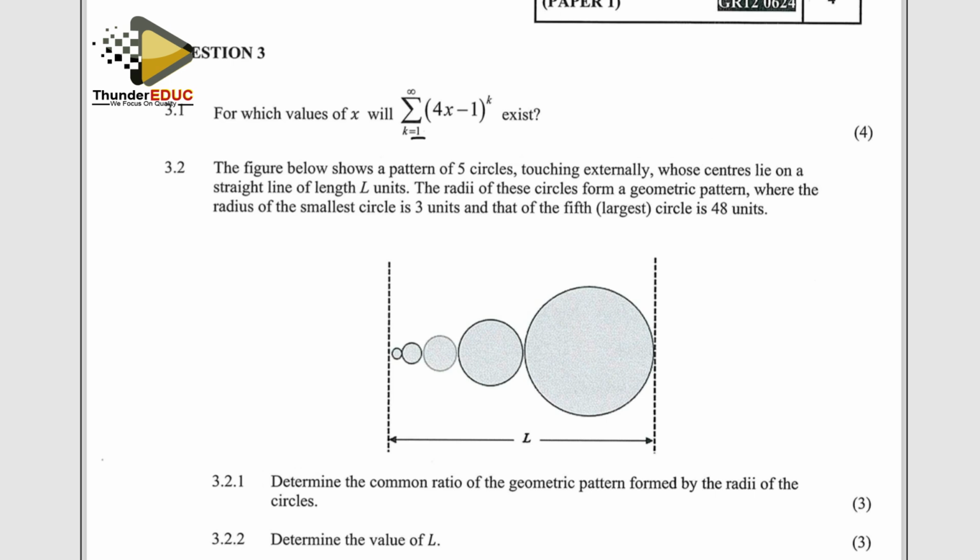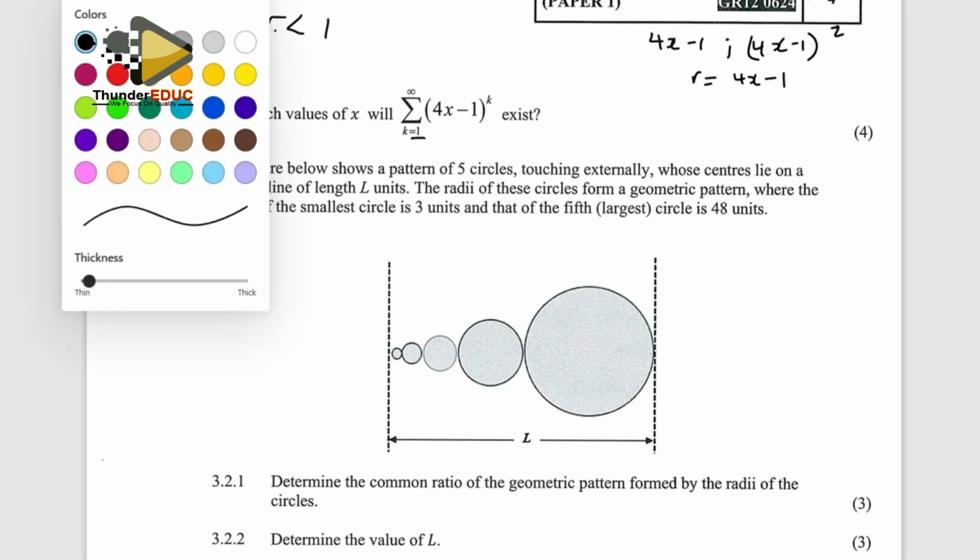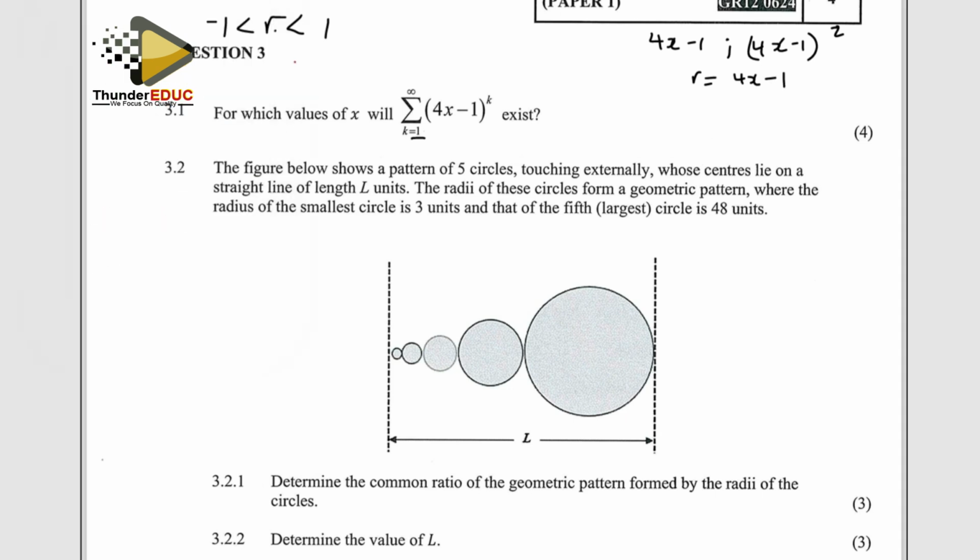Under this, we just need to know the first condition of -1 < r < 1. This condition needs to be fulfilled, but we need to determine our r. If I replace k with a 1, I'm going to have 4x minus 1. If I replace k with a 2, I'm going to have (4x minus 1) squared. So my common ratio is 4x minus 1.